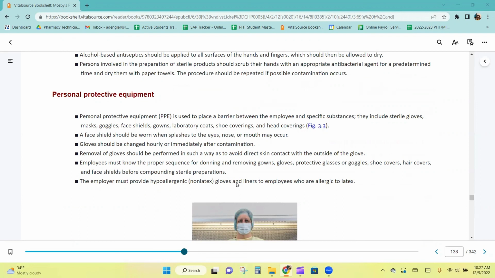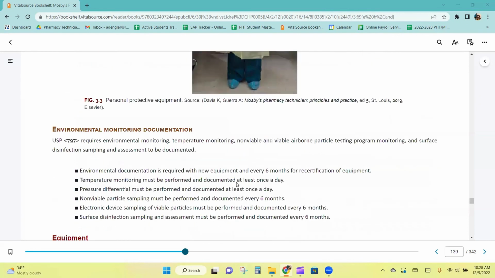A face shield should be worn when splashes to the eyes, nose, or mouth may occur. Gloves should be changed hourly or immediately after contamination. Removal of gloves should be performed in such a way as to avoid direct skin contact with the outside of the glove. Employees must know the proper sequence for donning and removing gowns, gloves, protective glasses or goggles, shoe covers, hair covers, and face shields before compounding sterile preparations. The employer must provide hypoallergenic gloves and liners to employees who are allergic to latex.